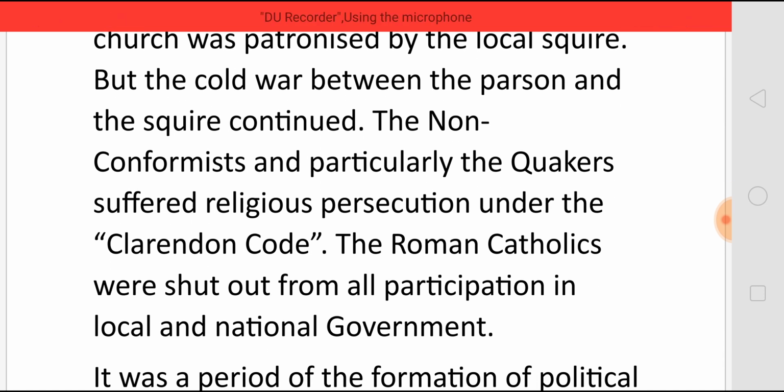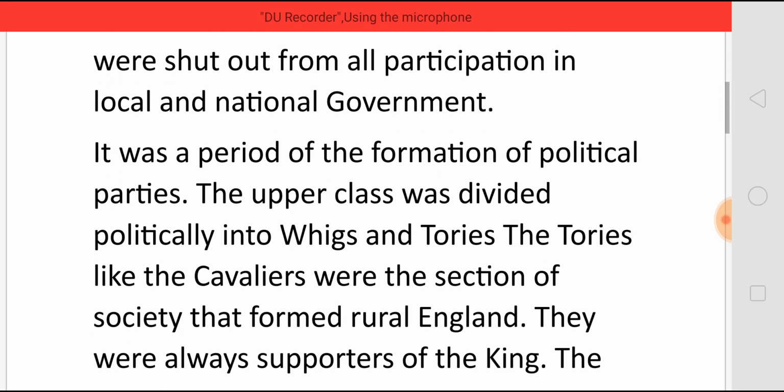The persons who suffered were the non-conformists, particularly the Quakers, because of the Clarendon Code, and the Roman Catholics were prohibited from participating in any of the local and national government functions.